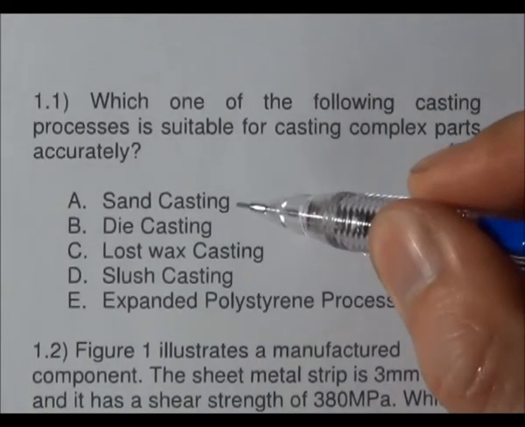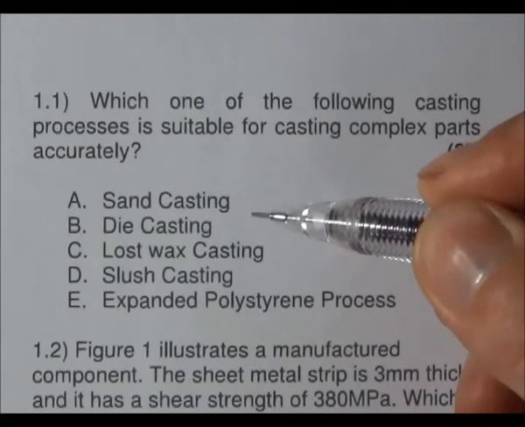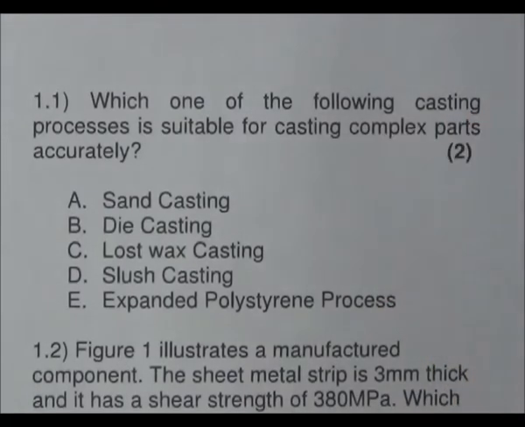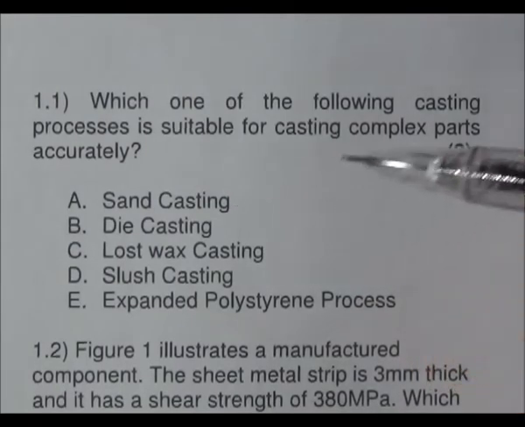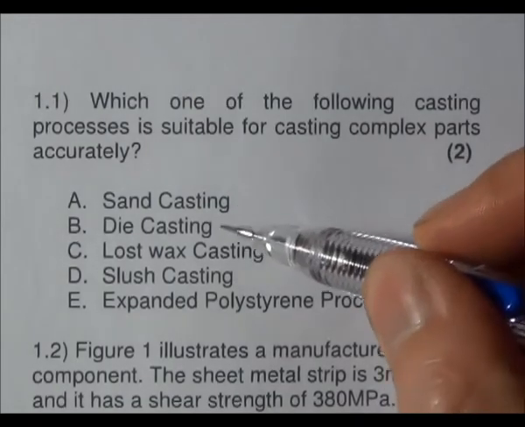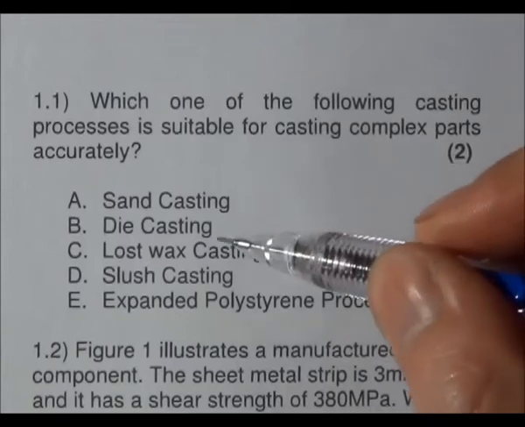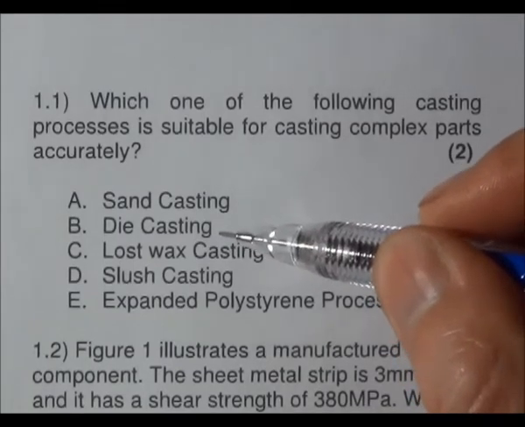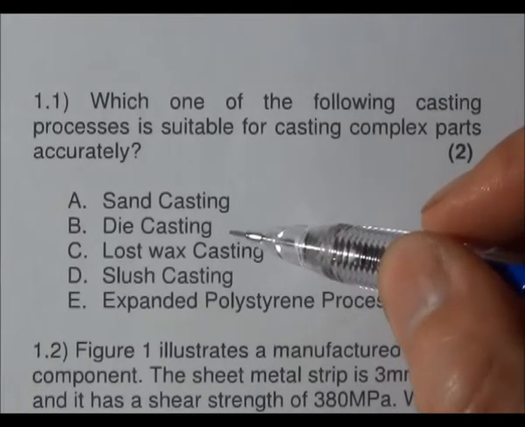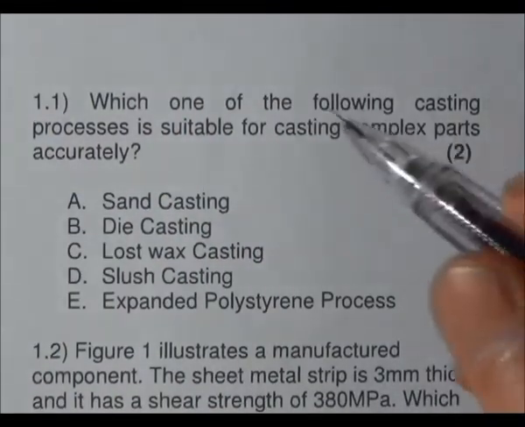So, sand casting was the most widely available one, or most widely used one, but the surfaces are quite rough due to the fact that we're using sand. Die casting can do parts very accurately, but they have to be quite simple in geometry so that the two mold halves can actually split open.